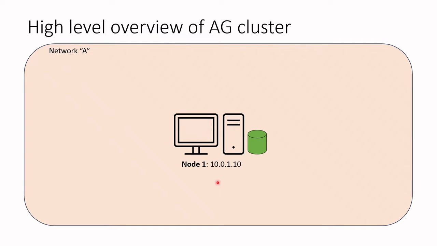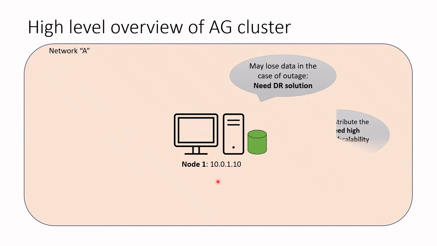Also, you may want to make your database highly available to distribute the load among different nodes, not only one node, for example, by creating a read replica. AG gives you this DR solution, I mean disaster recovery solution, and high availability capabilities. Let's create an AG cluster for this environment and see how it works.